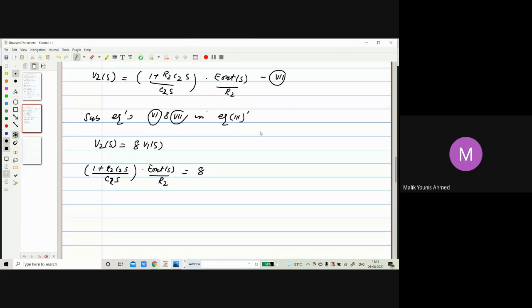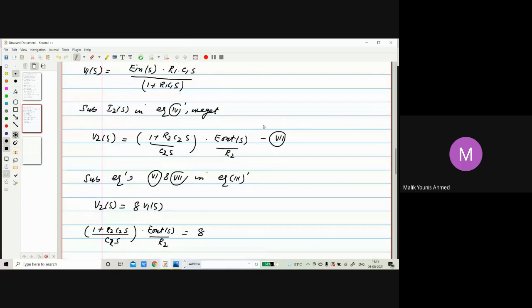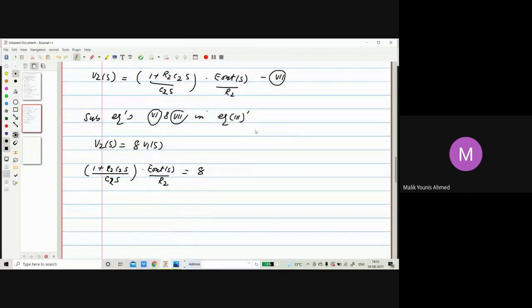What's the value of V1 of S? Okay, this is 8 multiplied by C1 R1 of S, E in of S divided by 1 plus R1 C1 S. Okay, now we'll take this E out.